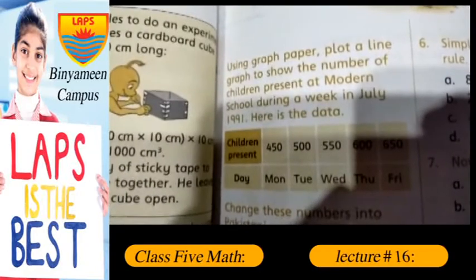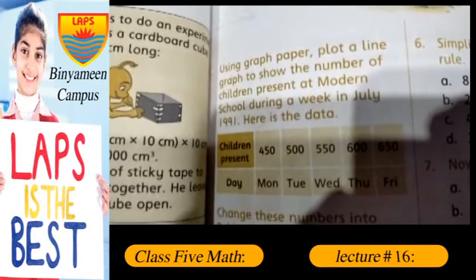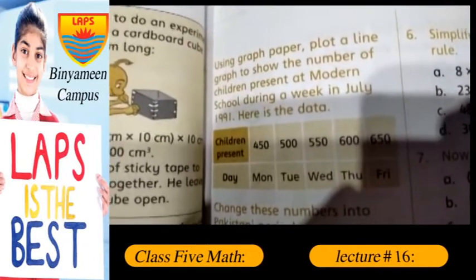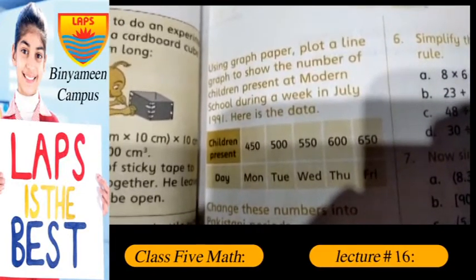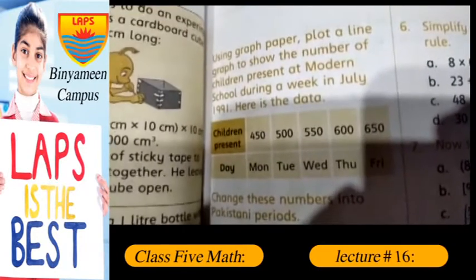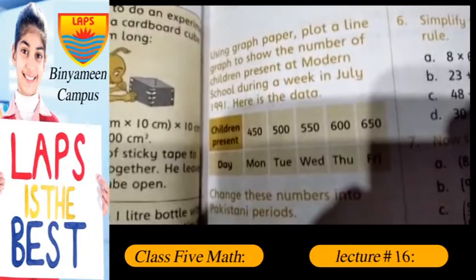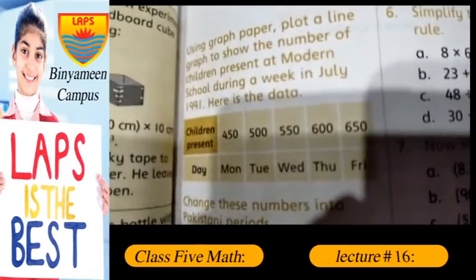Using graph paper, plot a line graph to show the number of children present at modern school during a week, July 1991. Here is the data. Children 450, 500, 550, 600, 650. Day Monday, Tuesday, Wednesday, Thursday and Friday. Now these values will be plotted as a bar graph.